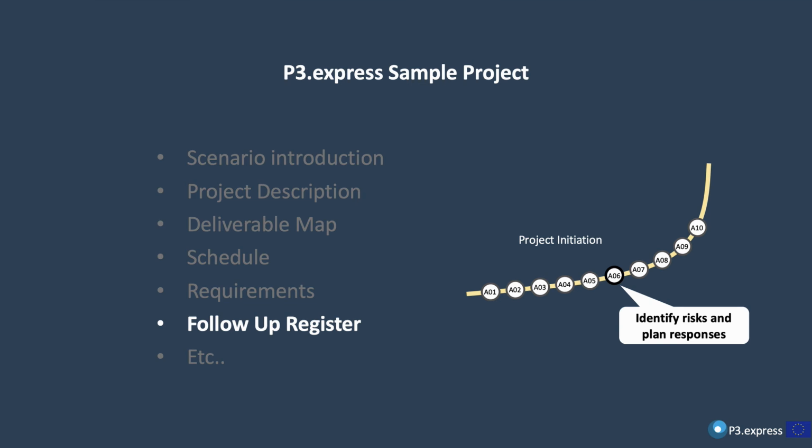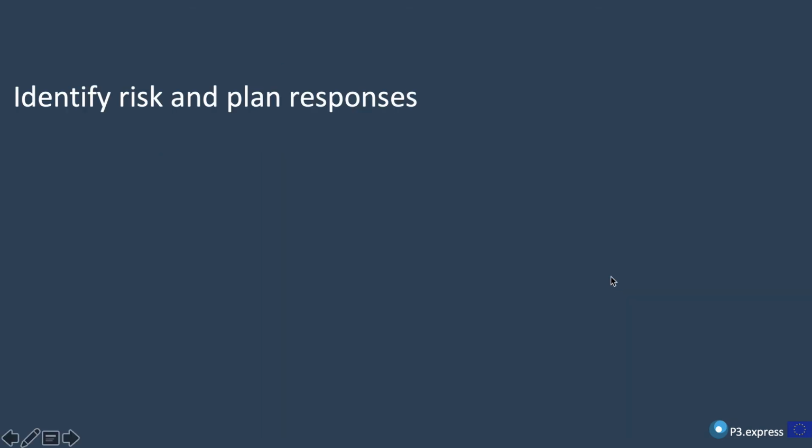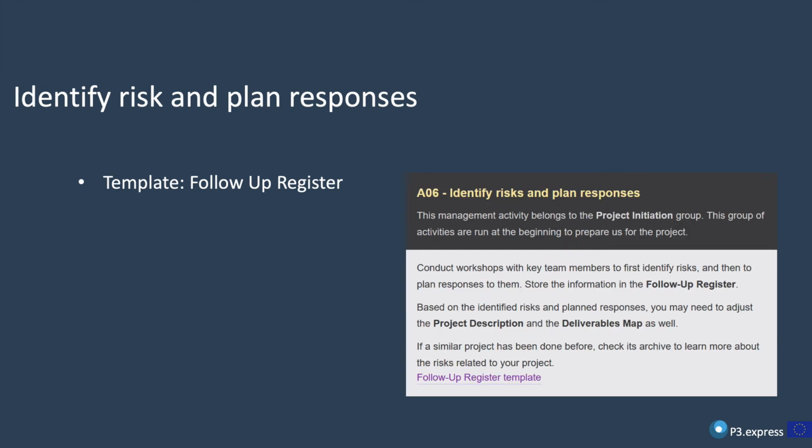So we're almost finished, and the next thing we will look at is the follow-up register, which comes under the activity Identify Risks and Plan Responses, which is activity 6. So this is called Identify Risks and Plan Responses. We will use the follow-up register template, and we get that from the P3.express website.